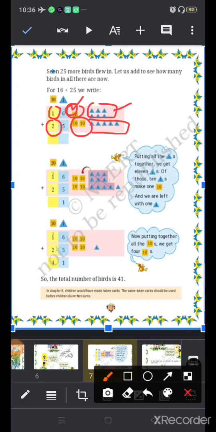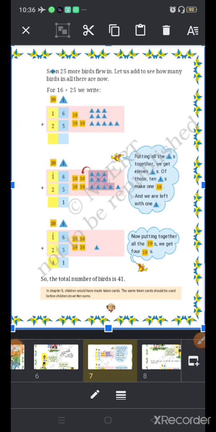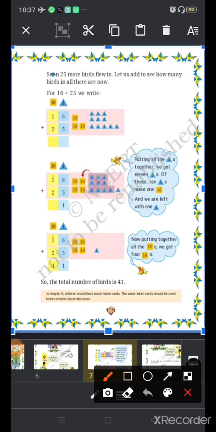Okay. Now we'll add. Same, 6 plus 5. First we'll add the ones place, and then we'll add the tens place. So first we'll add 6 and 5. As previously we have done addition and subtraction, I hope you all know how to add and subtract, isn't it? Okay. Now this 6 and 5 we'll add first. So 6 plus 5 is equal to 11.